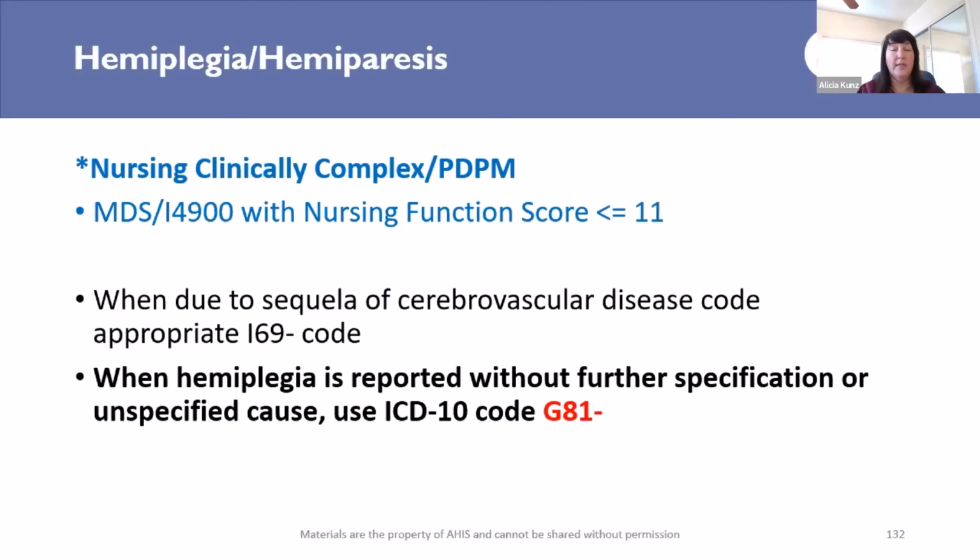But if you have a resident who has hemiplegia, but we don't know what causes it, you would use a code from category G81. And just know that either one of those codes from either category will map you into the nursing clinically complex category. But we want to be accurate. Even though both will map you there, you want to make sure that you're assigning the code that matches the documentation. Next.